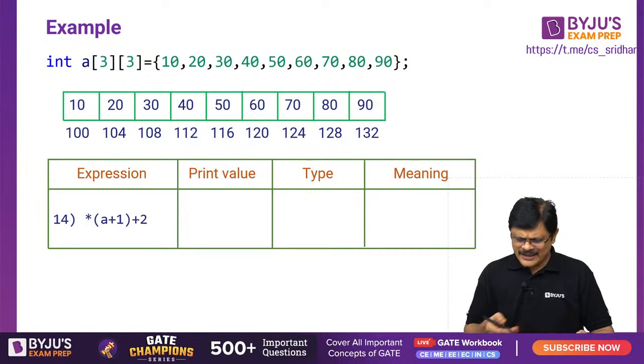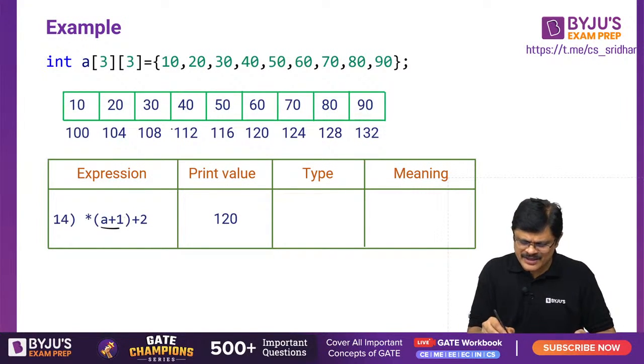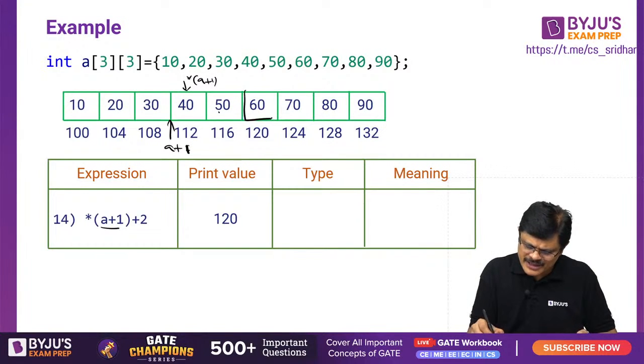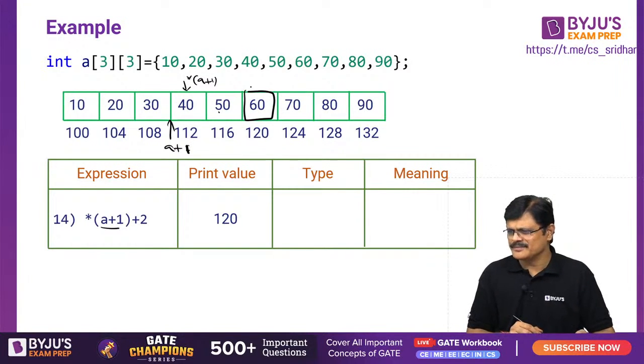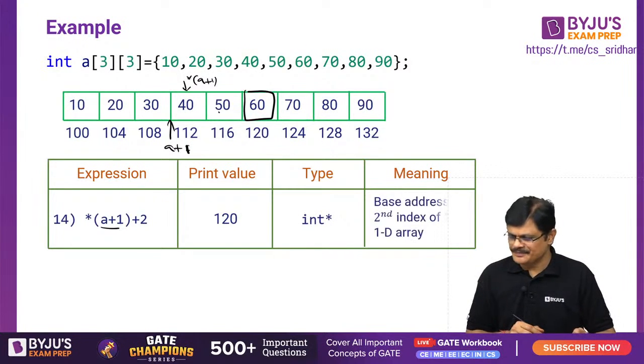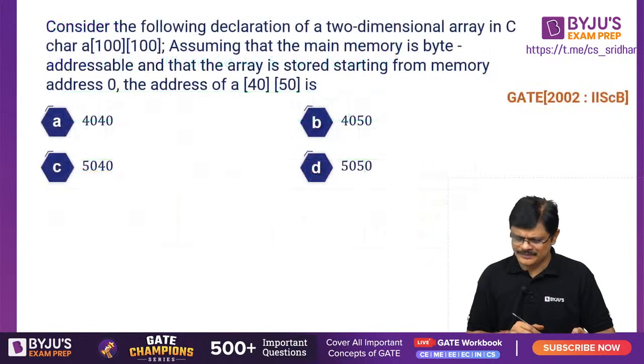Of course, I think we have all done it. We just kept different questions, my dear friends. All these we can easily answer. A plus 1 means what, sir? This is A plus 1. Star of that means this is star of A plus 1. Now plus 2 means this location, which is the 120th location. A regular problem, which is a pointer to an integer. Base address of second index of first 1D array.